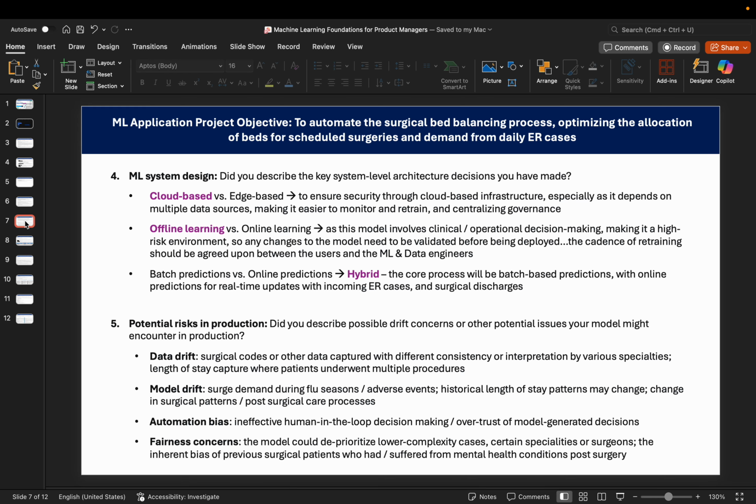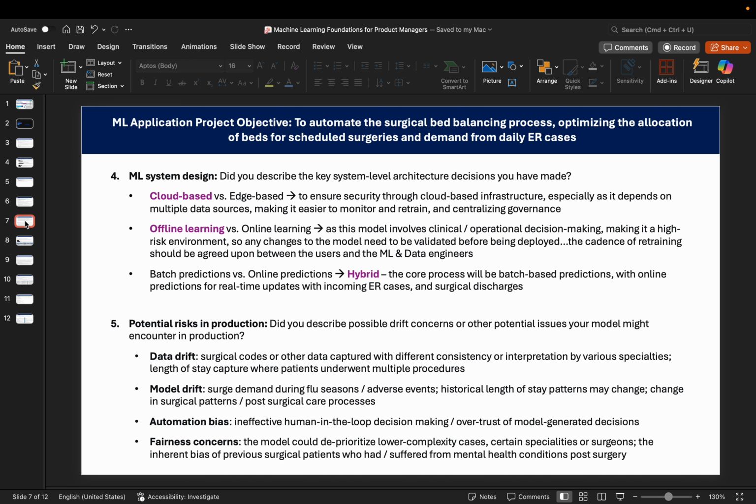In terms of the system design, we would recommend a cloud-based architecture to ensure security through the cloud-based infrastructure, especially as it depends on multiple data sources across the hospital, and it will make it easier to monitor and retrain and centralize the governance. We would recommend offline training, as the model involves clinical and operational decision making in a high stakes environment, where you're working with patients and allocating clinical resources. So the model, any retraining or changes to the model will have to be validated before deploying. And the cadence of the retraining should be agreed upon between the users and the ML and data engineers.